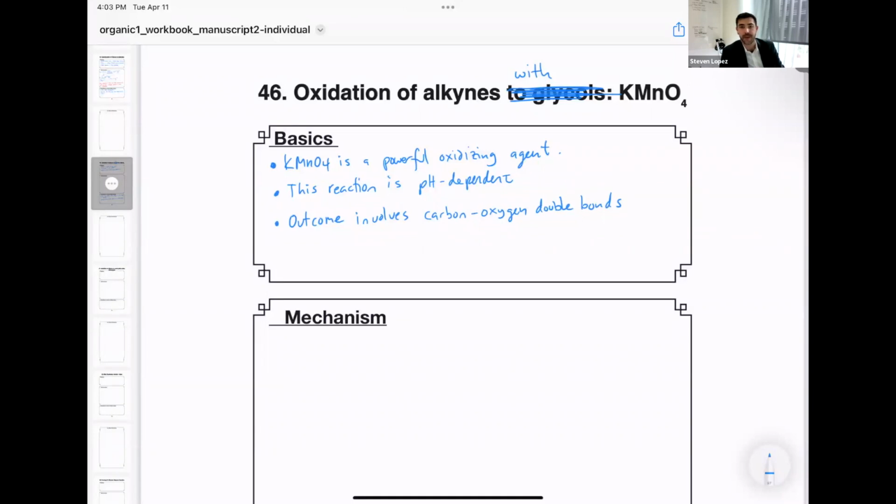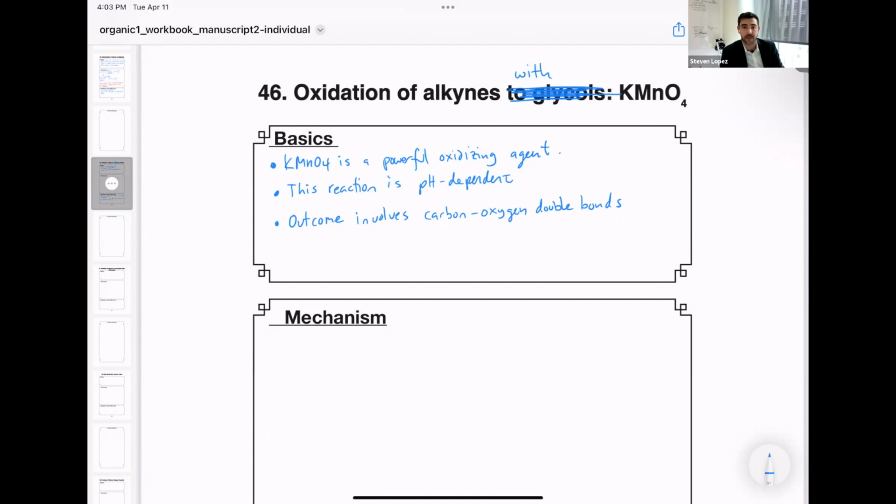Today, we're going to talk about the oxidation of alkynes with potassium permanganate, KMnO4. So first of all, KMnO4, potassium permanganate, is a powerful oxidizing agent. It tends to convert carbon-carbon bonds, like an alkyne, into carbon-oxygen bonds. That's an example of an oxidizing reaction.